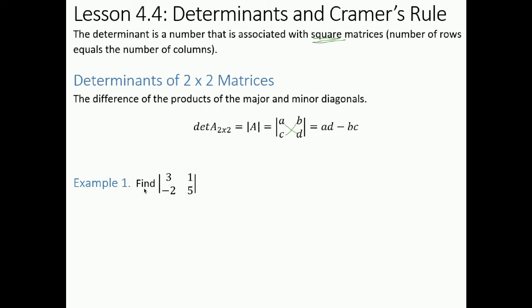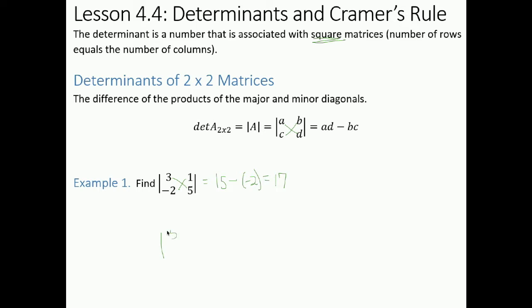So here it says find the determinant, and we know because it has these lines here of 3, 1, negative 2, 5. So what we do is we do the product 3 times 5, which is 15, and we subtract the product of 1 times negative 2, which is negative 2, and we have 15 minus negative 2 is 17. So the determinant of that 2 by 2 is 17. It's pretty simple. Let's just throw out another one here.